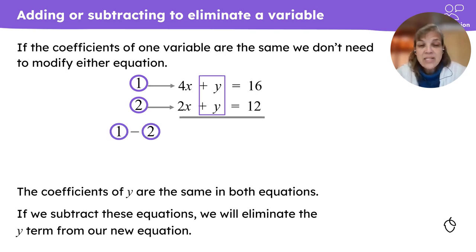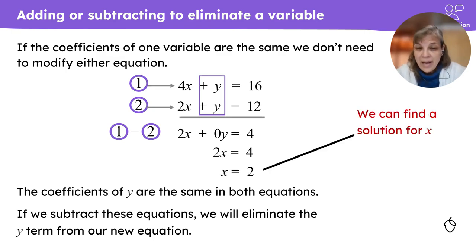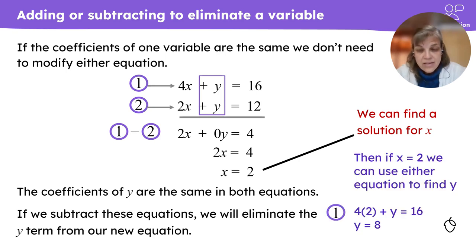So if I take the first equation and subtract the second equation, I will get 0 y's because I had one y and I subtract another y. I will get 2 x's and I will get 4 on the right hand side there. I can then use those truths, 2x is equal to 4, to find out what x is. And then with x, we can go ahead and solve for y using either equation.